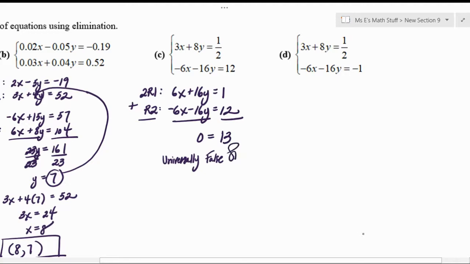And so here we have this universally false statement. And then you may have done this differently, in which case you might not have 0 equals 13. You might have some other universally false statement. But here's what math is telling you. Sure, those two lines will intersect as soon as 0 equals 13. So my friends, this is math telling us no.